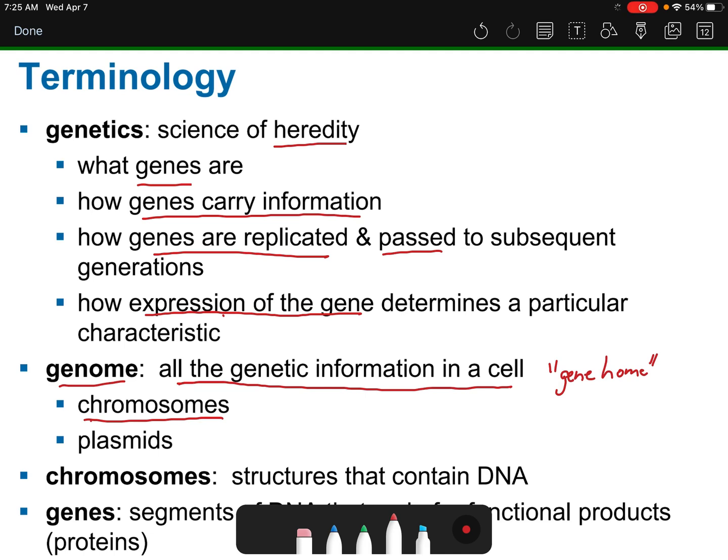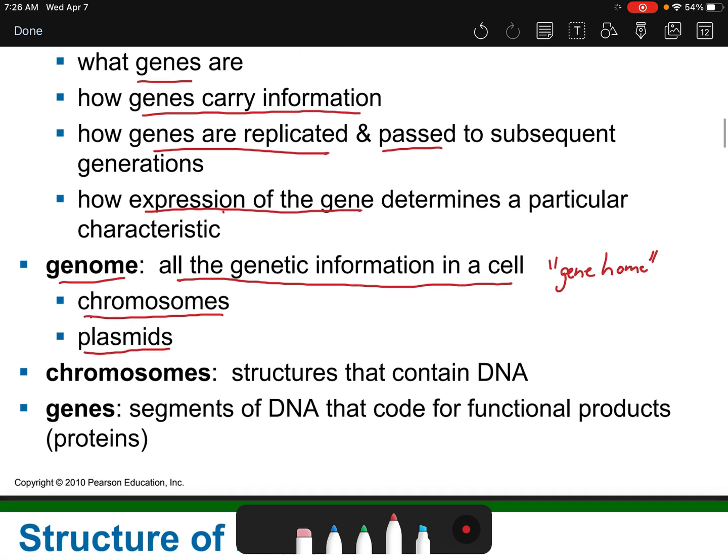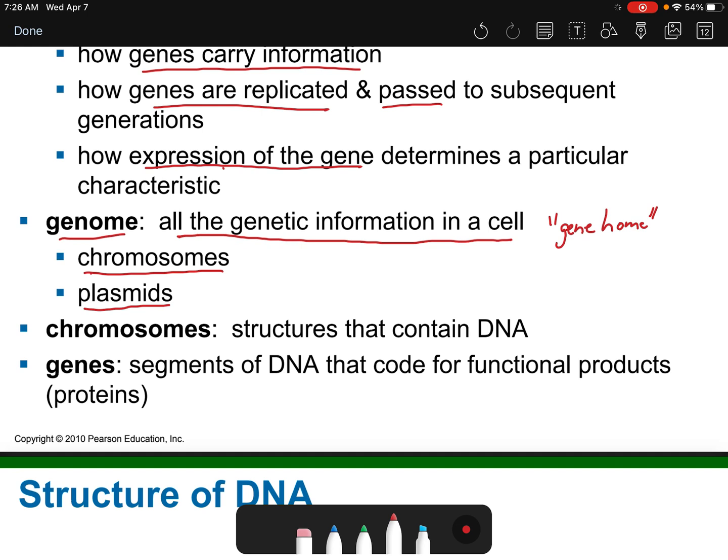But remember, if you remember when we talked about prokaryotic structure way back in chapter 4, they also have plasmids, which are tiny circular pieces of DNA that can hold like genes for antibiotic resistance to make that particular microbe resistant to certain antibiotics. In our cells, eukaryotes, in addition to our chromosomes, we have DNA in our mitochondria. Plant cells have additional DNA in their chloroplasts. So genome includes all of that.